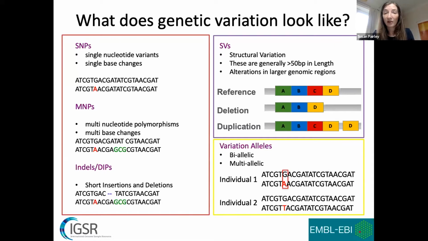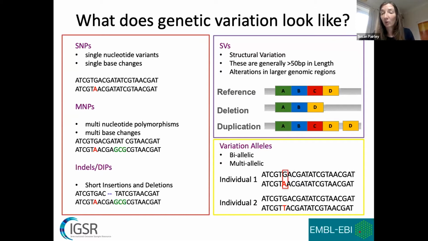But these are all variations in the genetic sequence that are relatively short. We also get much larger variations that happen over greater lengths. It's a kind of arbitrary cutoff, but we have a cutoff of 50 base pairs in length. If variations are greater than 50 base pairs in length, then they're considered structural variations. Here we have 4 blocks, which we imagine are greater than 50 base pairs in length: A, B, C, and D.